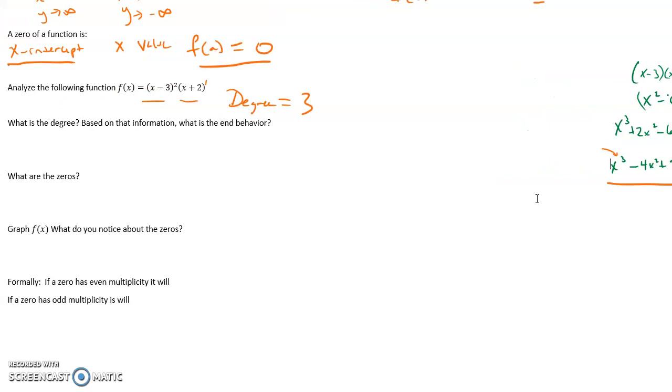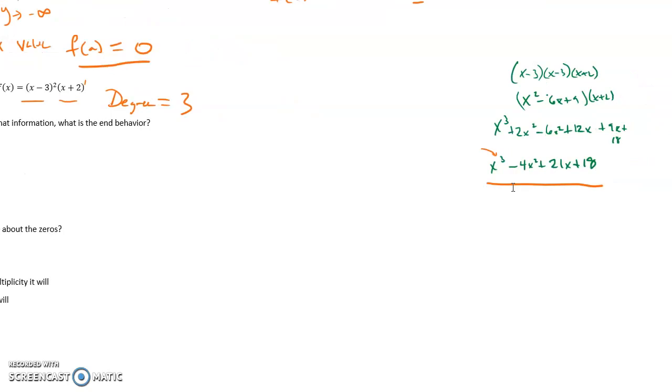So what is the degree? We just said it was 3. Based on that information, what is the end behavior? One thing we want to make sure we take into consideration on top of the degree is whether the leading coefficient is positive or negative. Why would we need to do that?